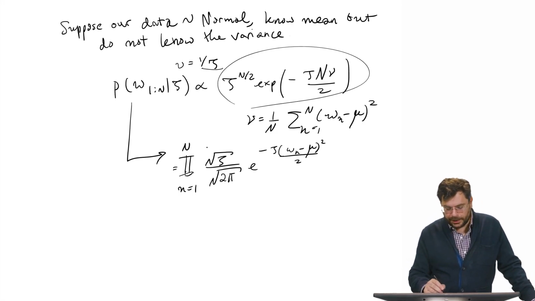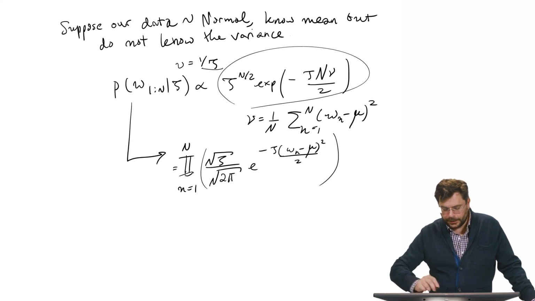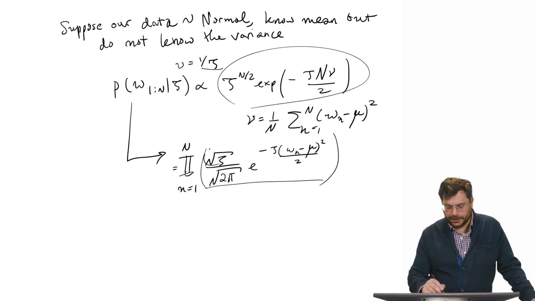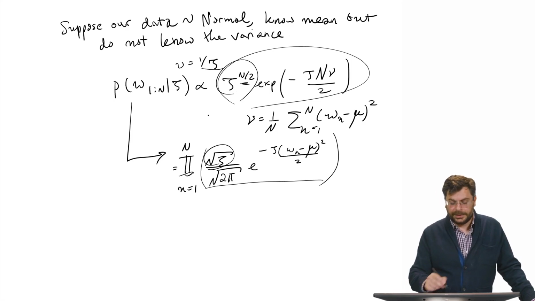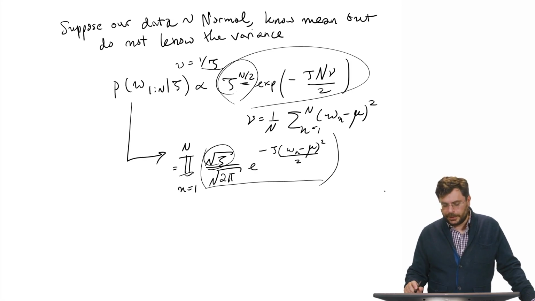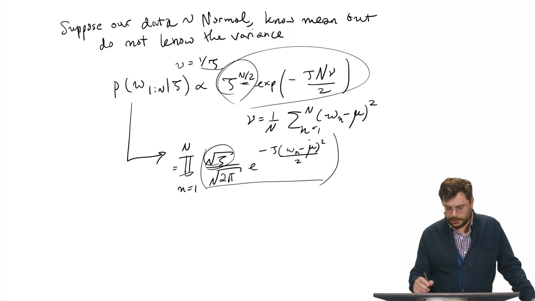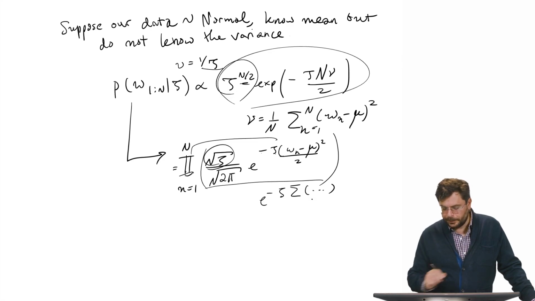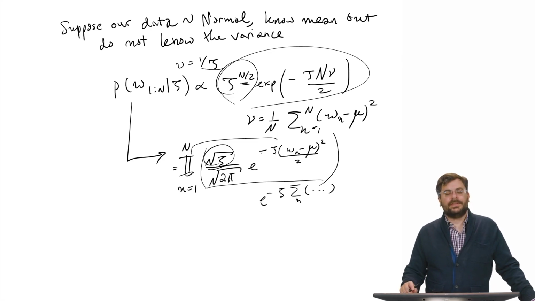Okay, now, if I take this product over this entire quantity here, then I have tau raised to the power of the number of data points divided by 2, because I have a square root, so that's where the tau n over 2 comes from. And then I have e to the minus tau, and then I have a sum. If I were to bring this product in here, this would give me e to the tau and then a sum of all of those n terms.